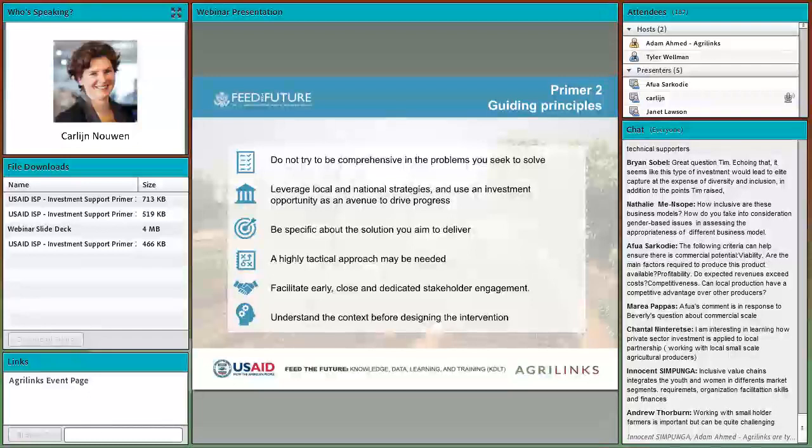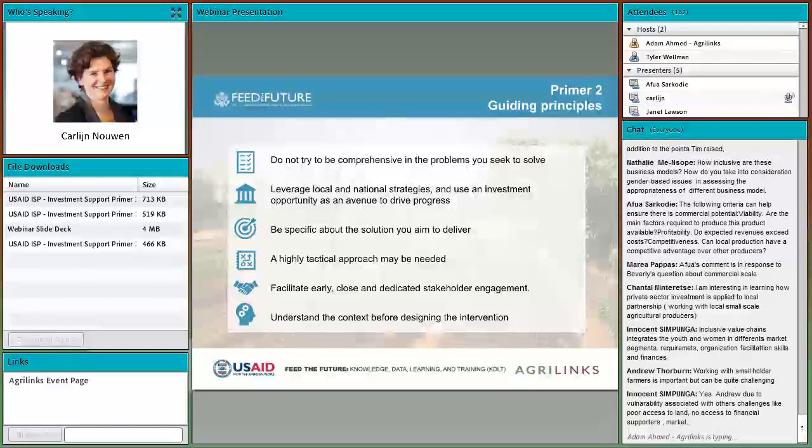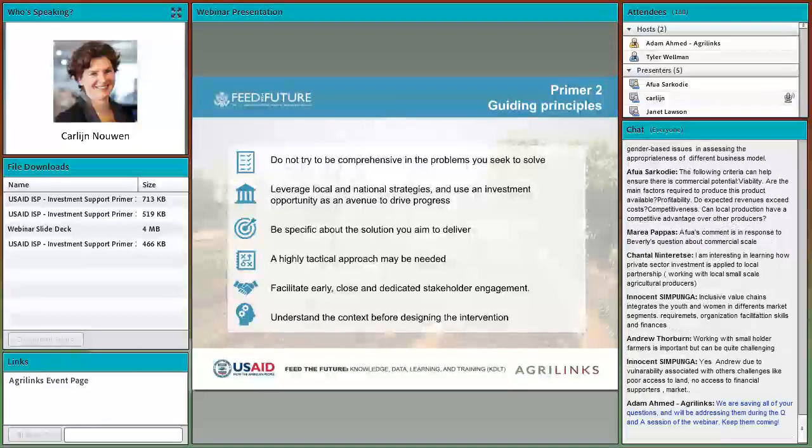So the guiding principles on this second primer that talks about the policy constraints are on this page here. As you see, again, do not try to be comprehensive in the problems you seek to solve, but be very, very, very focused. So be very specific about the solution, solve only the binding constraint, and that might mean that you need to be very, very tactical in how you approach it.